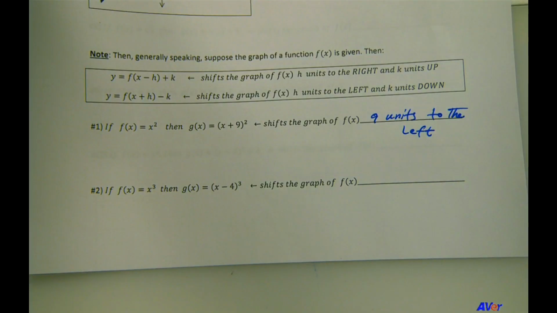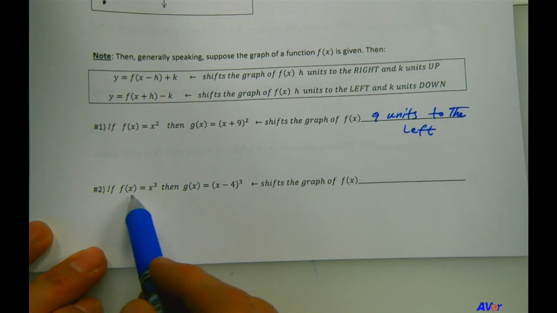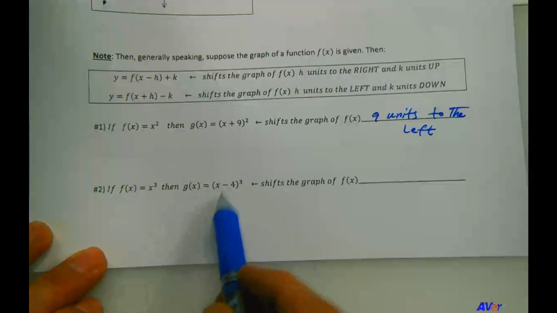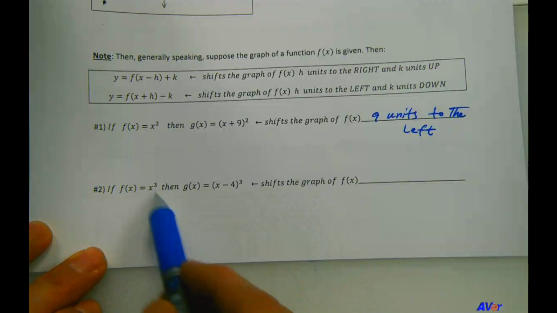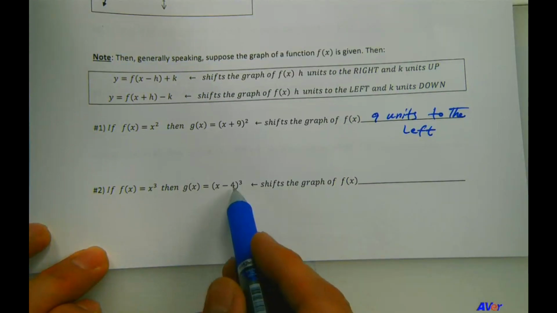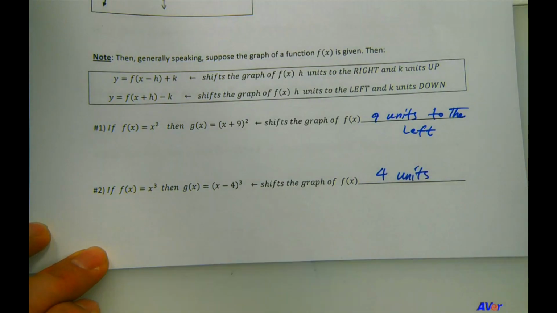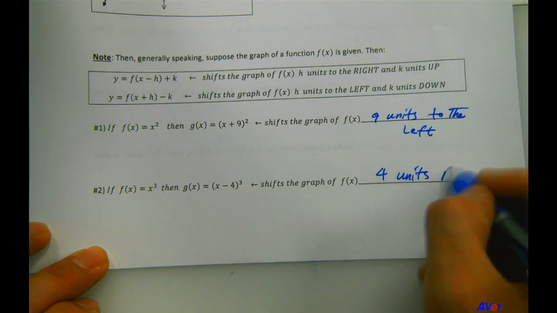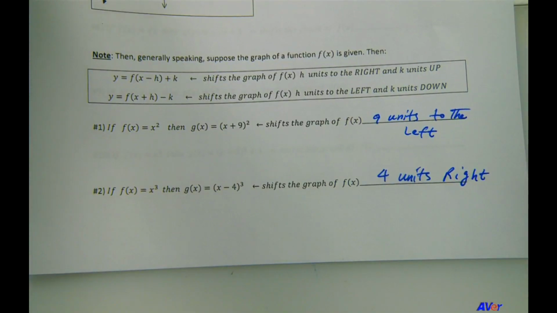Okay, so the next one, it says if the cubic function is f of x, then g of x equals x minus 4 cubed shifts the graph of f of x in which way? 4 units, right or left? Right. Okay, so let's look at this on the computer.